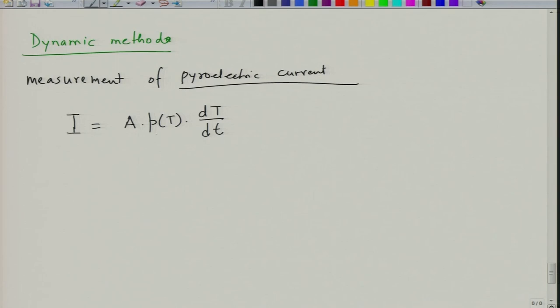This is the pyroelectric coefficient, this is temperature, and you have to multiply by the time. So basically Q is equal to I t, right? So I is equal to Q divided by t, and from this you can measure the pyroelectric coefficient, which is I divided by A, the area of the sample, into the change in temperature as a function of time. So you are measuring current as a function of the change in temperature with respect to time.